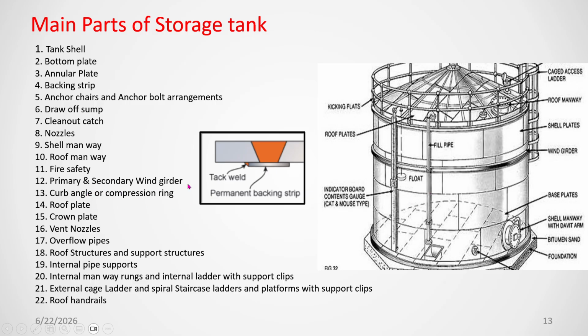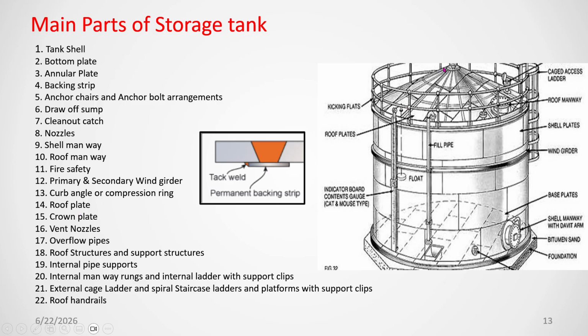Then primary and secondary wind girder. This is called the primary wind girder. This one is called the secondary wind girder. The purpose will be explained later on. It will save the tank from wind force, otherwise it will sink. So this will give stability to the tank. That is called primary and secondary wind girder. Curb angle is also for the same purpose, but it will be slightly smaller than the wind girder. But the purpose is more or less the same. This will increase the stability of the tank, otherwise the tank can collapse.